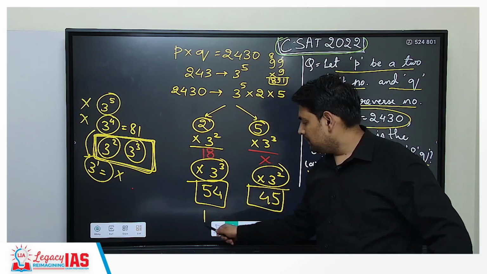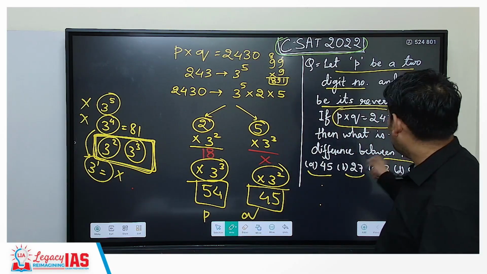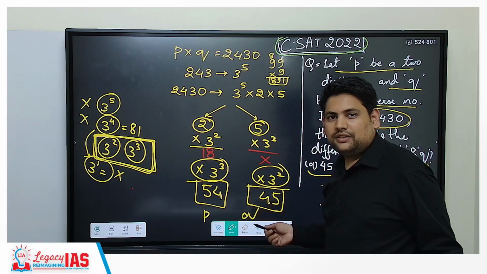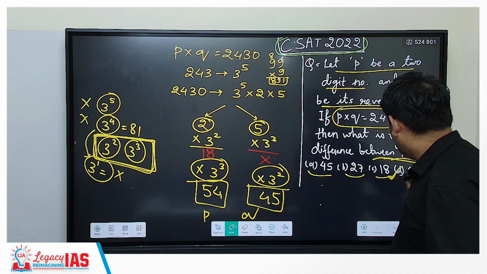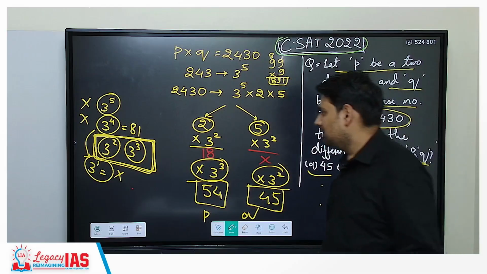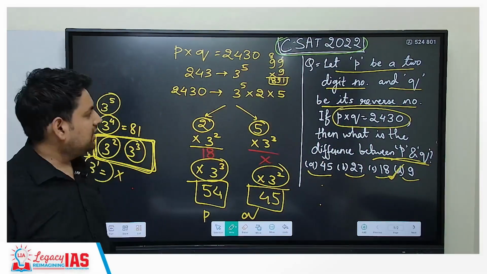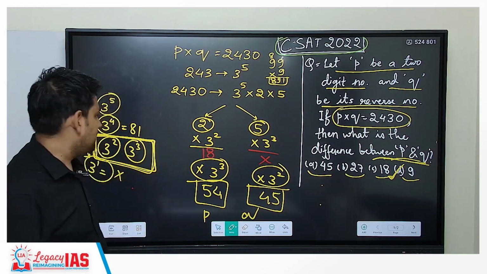Now you have found P and Q both. What you are asked? You are asked what is the difference between P and Q. So what is the difference between them? 54 and 45. What's the difference? 9. So your answer would be 9. Understood? No kind of any trial and error or try this, try that. Nothing like that. Instead, what we went like this.